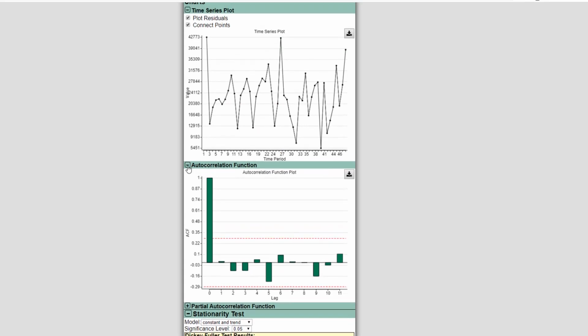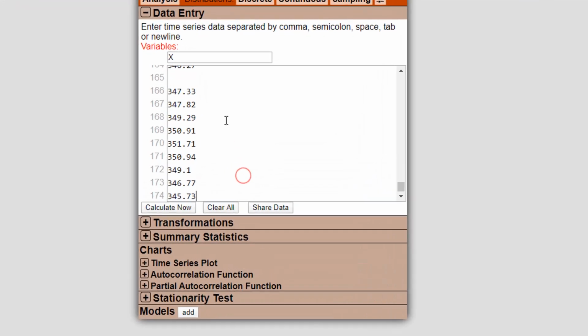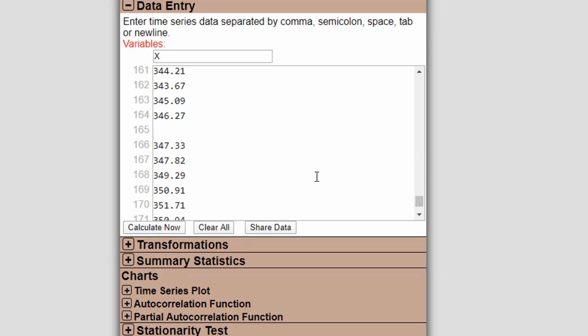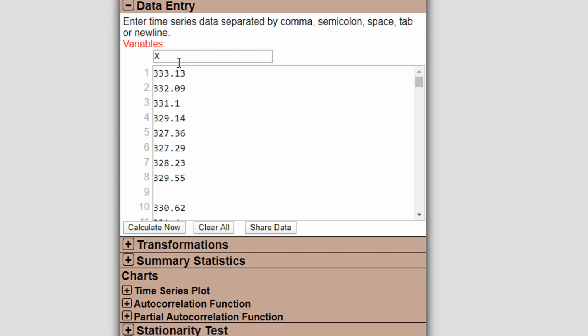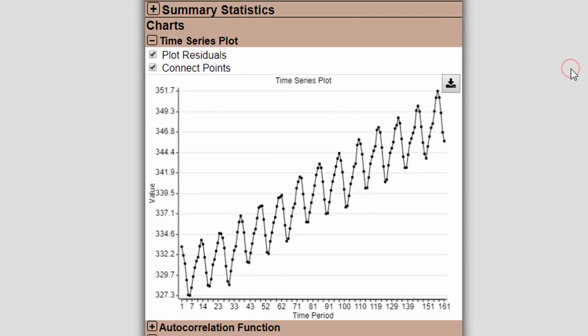I guess what I want to show you is a different data set, and we'll look at some other features of StatPowers. Okay, so what we have here, I pasted in some CO2 levels, and I'm going to click Calculate Now. I'll label the variable CO2. Now the time series plot is going to show a very obvious cyclical pattern.